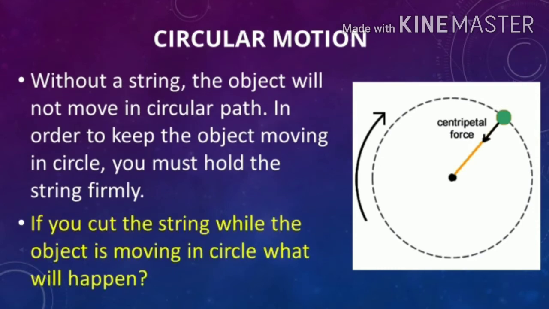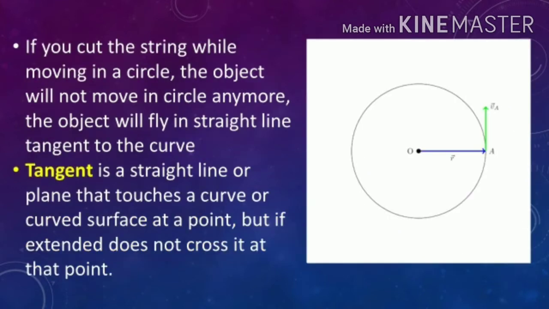If you cut the string while the object is moving in a circle, what will happen? If you cut the string while the object is moving in a circle, the object will not move in a circle anymore. The object will fly in a straight line tangent to the curve. Tangent is a straight line or plane that touches a curve or surface at a point, but if extended, does not cross at that point.